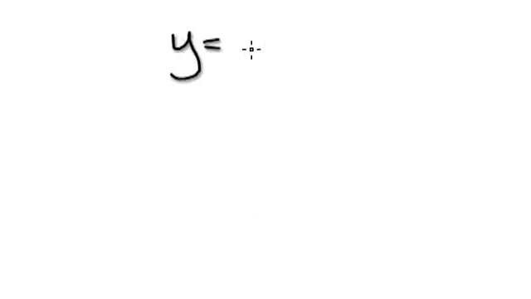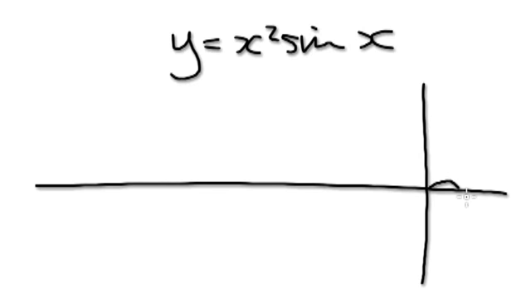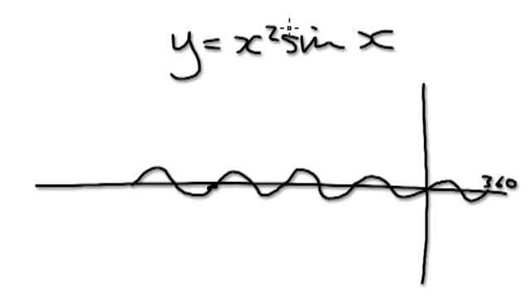Okay, so start out with y equals x squared sine of x. So you start out with your graph. So sine of x here would be 360 here, and then this here would be one period, and then this here would be another period, and this here would be another period, and so on. You start out with your sine of x graph. Now looking at your y equals x squared here, it will look something like this.